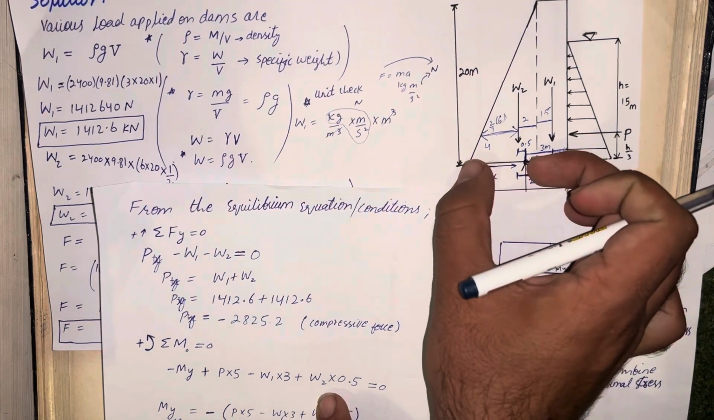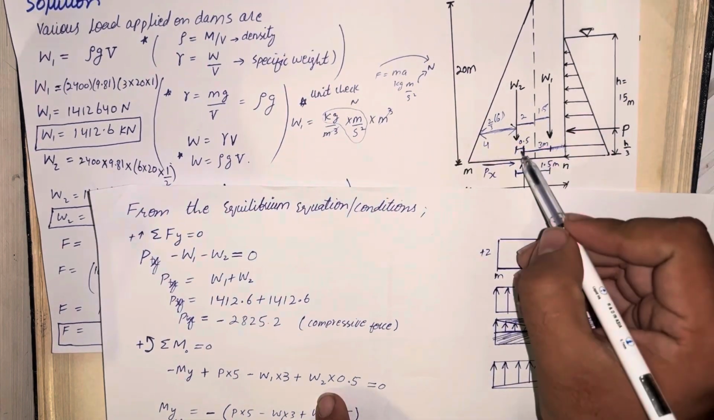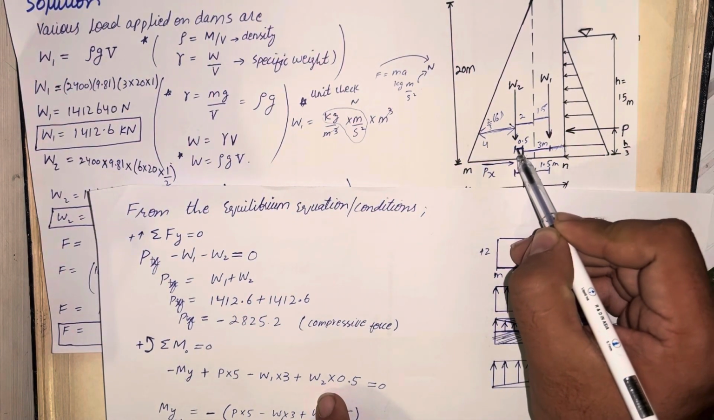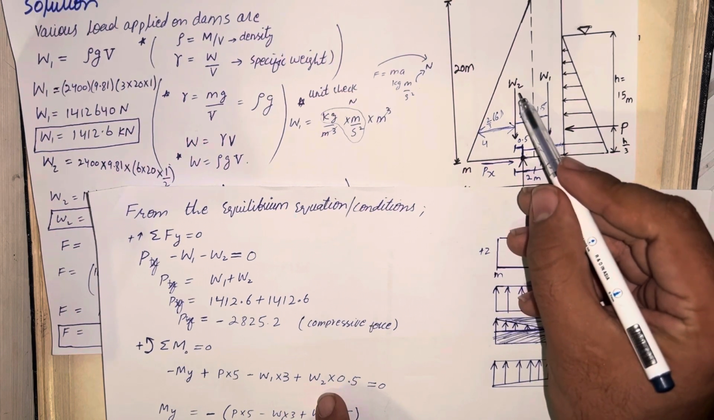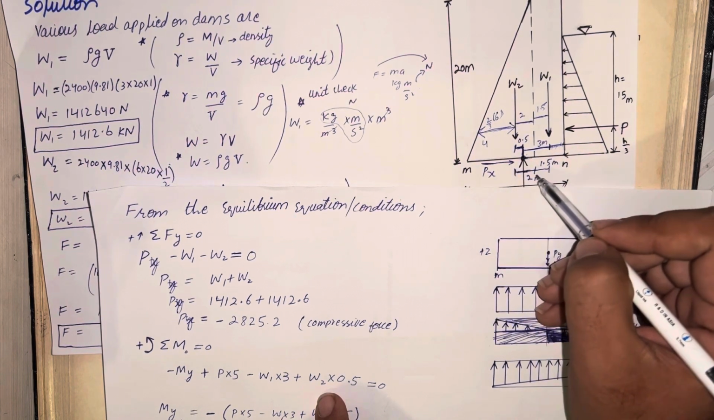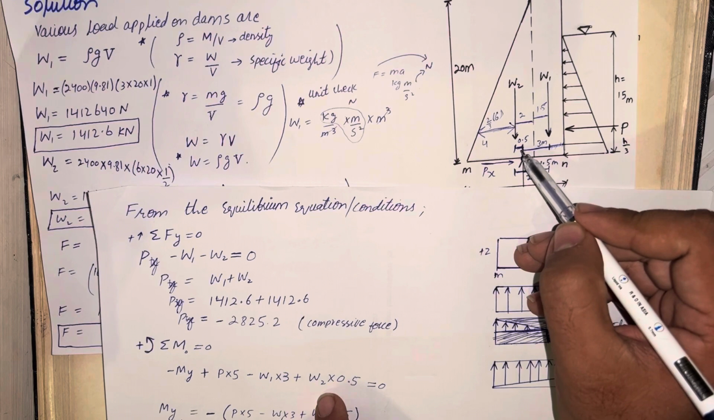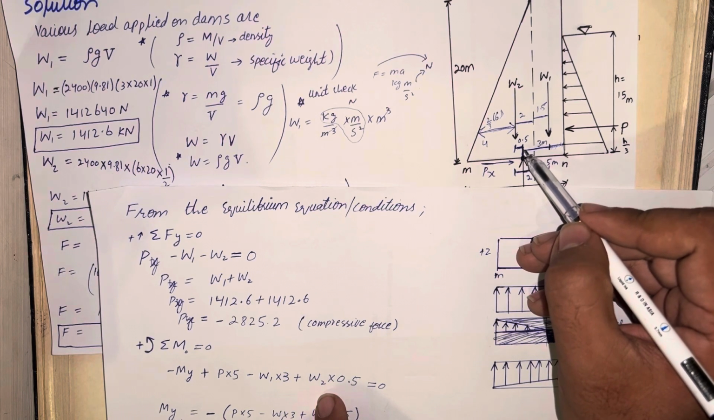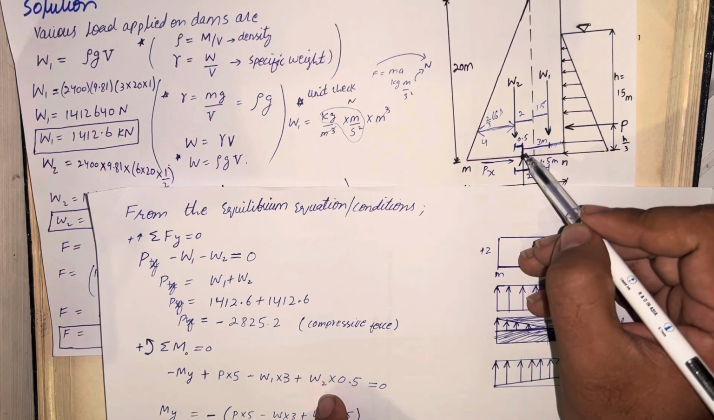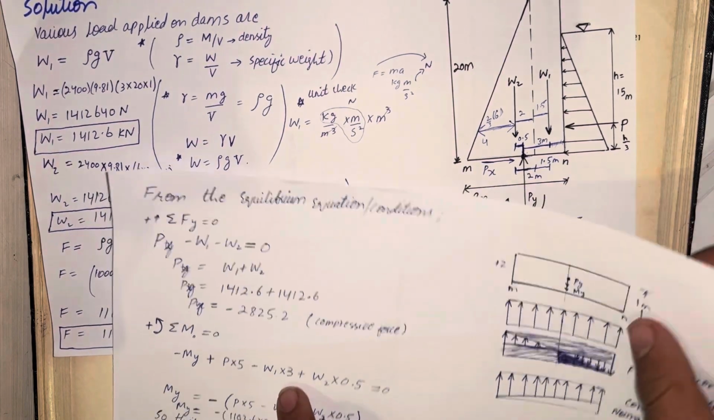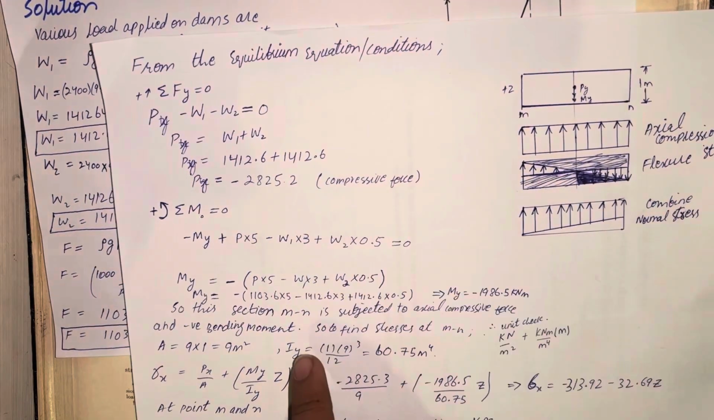So 4.5 minus 4, we would get this distance, which is 0.5. So this W2 is creating an anti-clockwise rotation at a moment of 0.5. So it will become plus W2 multiplied by 0.5. So here I have written this equation.